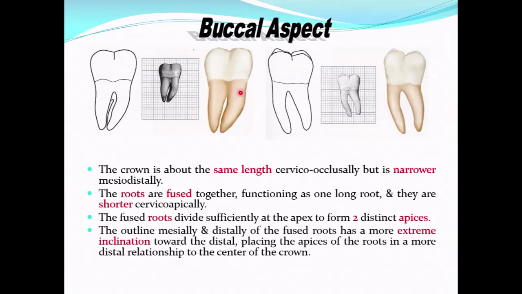The outline, mesially and distally, of this fused root has a more extreme inclination toward the distal. As we said, more fused, shorter, and more inclined toward the distal side, placing these apices in a more distal relationship to the center of the crown. These apices are more distal than those in the mandibular second molar.